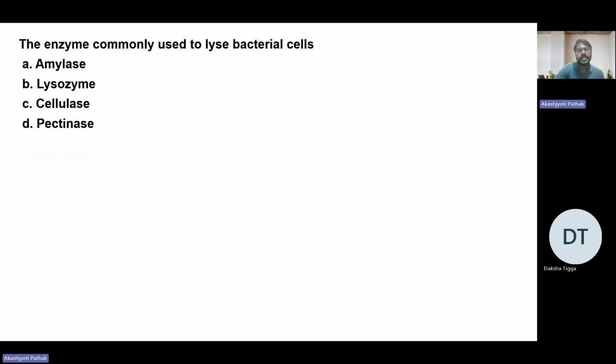The enzyme commonly used to lyse bacterial cells. What is the enzyme commonly used to lyse bacterial cells? That is lysozyme. Okay. Lysozyme.